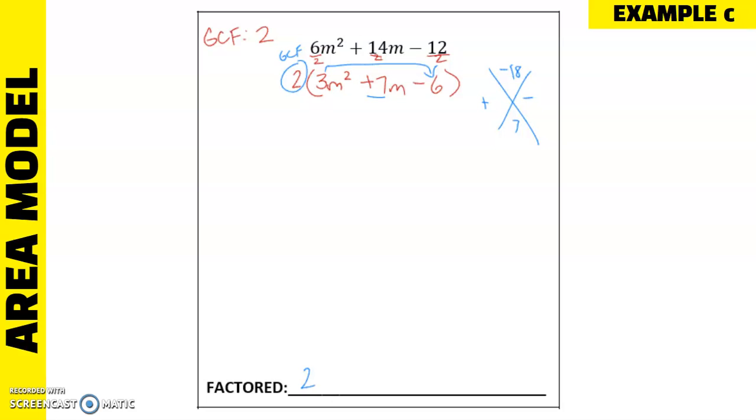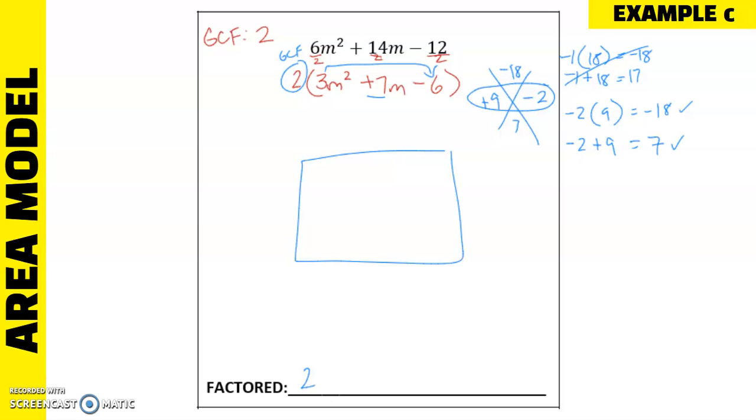Always start with 1, right? So -1 times 18 is -18, but if I add those together, that's just 17, right? So that's not what I want, okay? I do -2 times 9. Okay, that equals -18. -2 plus 9 equals 7. Oh, hey, those are what I want. So that must be my two values here. So 9 and -2. Okay, so this is going to help us fill in our area model.